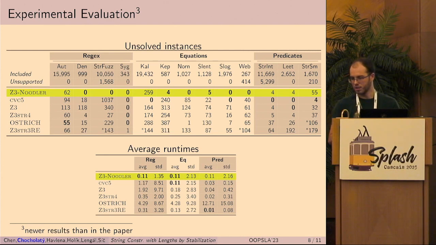As you can see, Z3 Noodler performs well on mostly all of these. It has the least number of unsolved instances for a large number of benchmarks, or at least it's close to the best string solvers for the given benchmark. In the second table, we can also see that the average runtimes of the Noodler are the lowest for the first 2 groups of benchmarks.